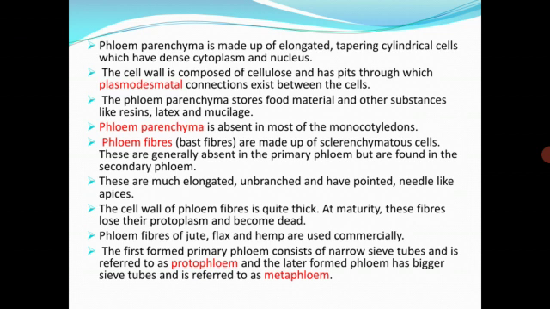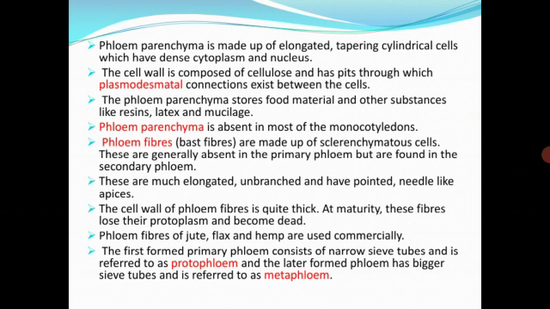The first formed primary phloem consists of narrow sieve tubes and is referred to as protophloem, and the later formed phloem has bigger sieve tubes and is referred to as metaphloem. So again, two types of phloem, protophloem and metaphloem.